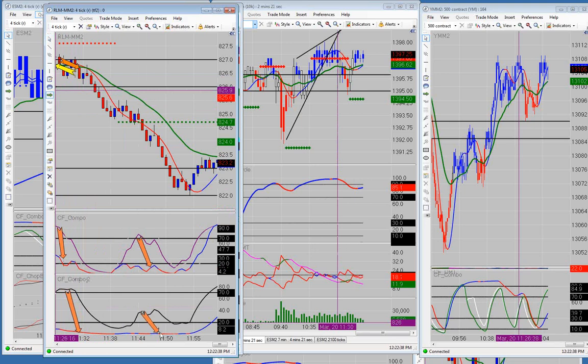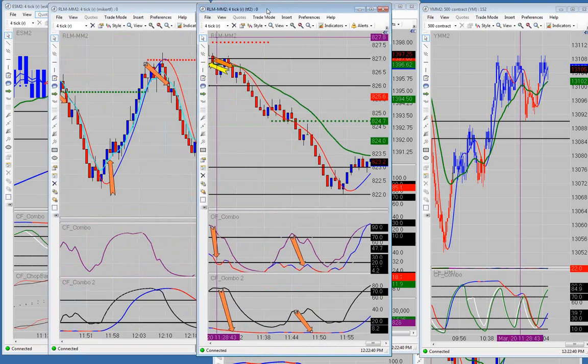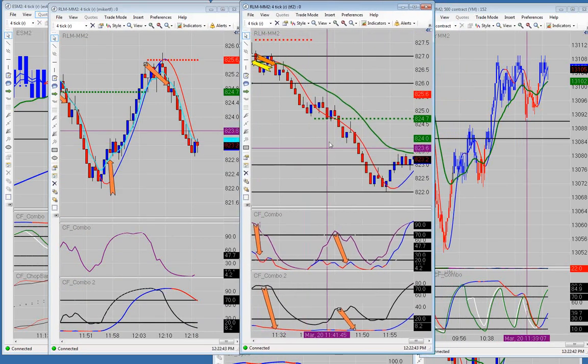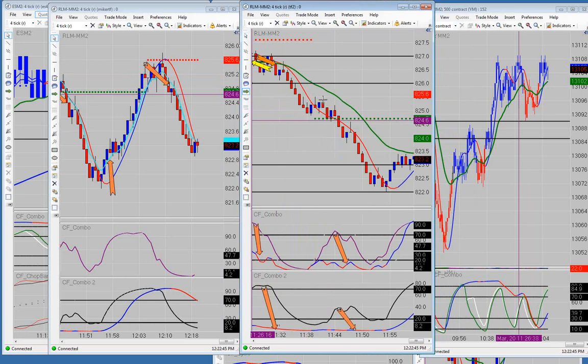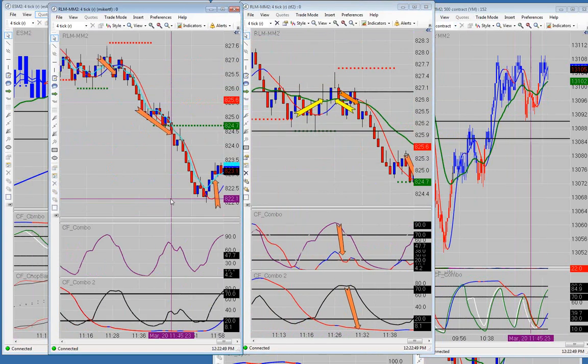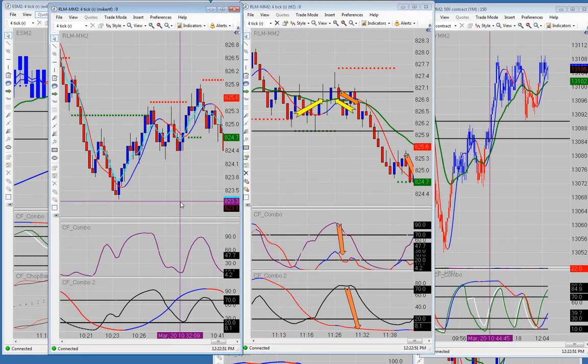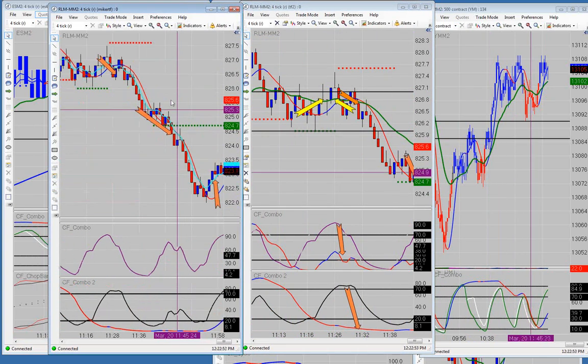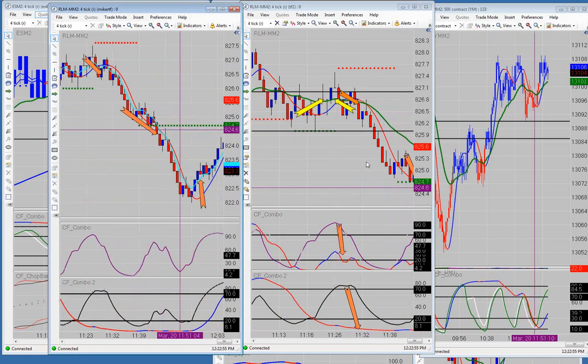And you notice on the other 4-tick range chart, we had entry possibilities in the same spots. If we scroll back here a little bit, where was it? Yeah, right here. There and there. All right.